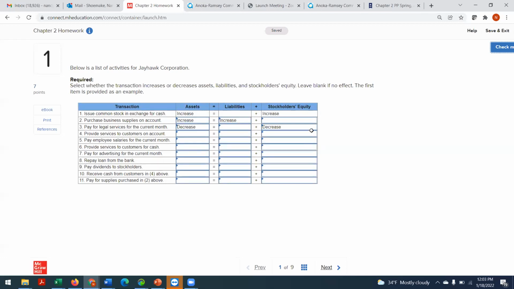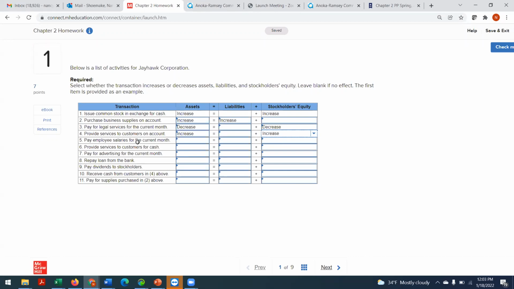I'll do it. Provide services to customers on account. Okay, that doesn't mean we received the cash yet. That means they owe us the money, which is an asset. Accounts receivable means we are to receive the money. So accounts receivable will be an increase. When we provide services to customers on account, that means revenue increases. Our service revenue will also increase.